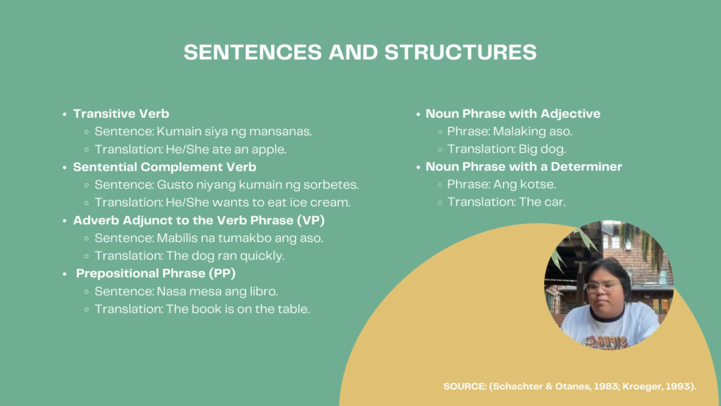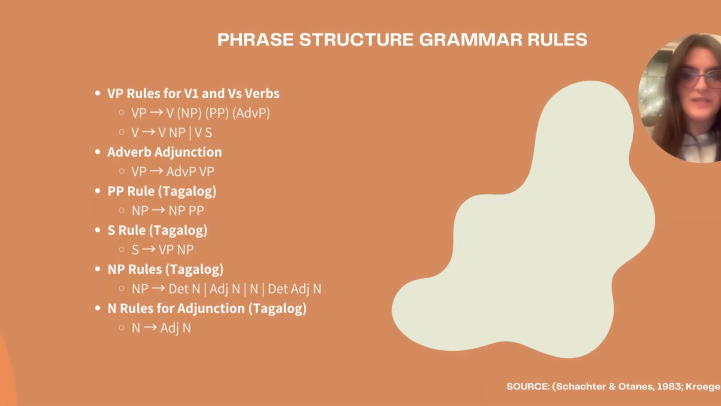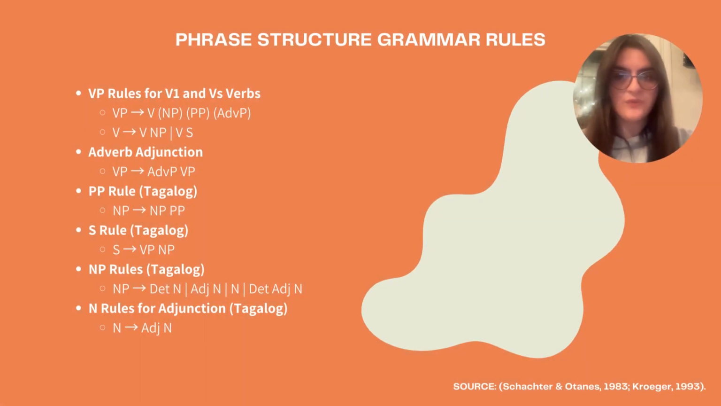With prepositional phrases, nasa mesa ang libro, meaning the book is on the table. So the syntax follows a very clear structure where the preposition nasa introduces the location. For noun phrases with adjectives, malaking aso, which translates to big dog, we see the adjective malaking following the head noun aso. And finally, noun phrases with determiners like ang kotse, meaning the car, demonstrate how the determiner ang precedes the noun. Tagalog's phrase structure grammar includes specific rules for forming verb phrases, adverb adjunction, prepositional phrases, and noun phrases.